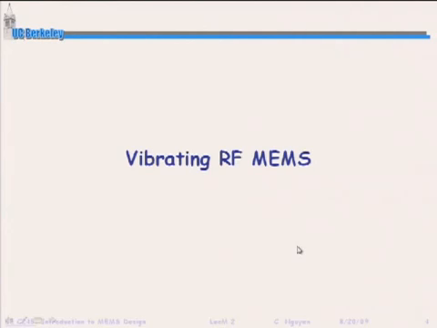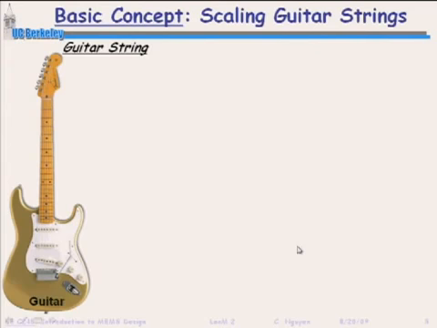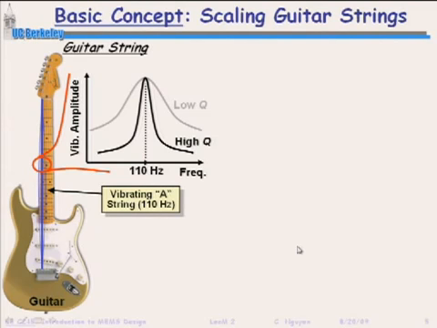We talked about this concept, sort of a very simple description of what vibrating RF MEMS is. It's in some ways as simple as scaling of guitar strings, where we looked at a guitar string tuned to an A, and if you pluck it, it's going to vibrate at 110 hertz. And that's what you hear with your ears as an A.